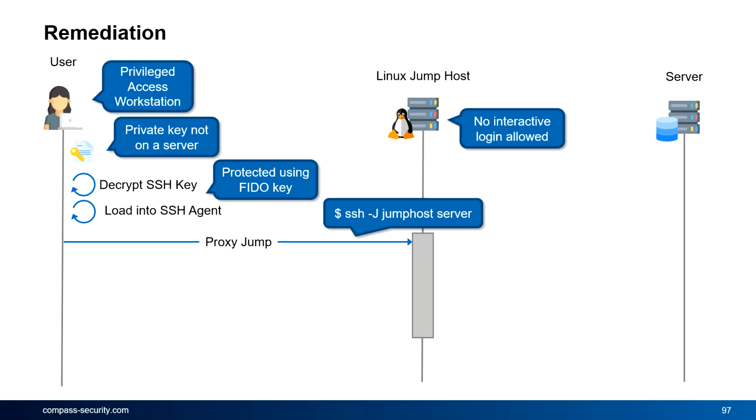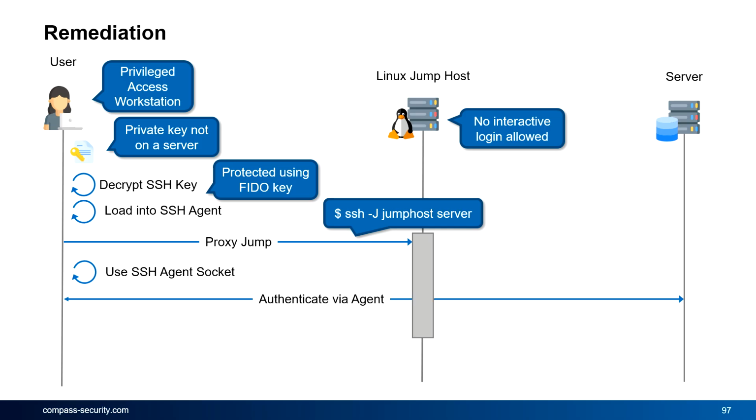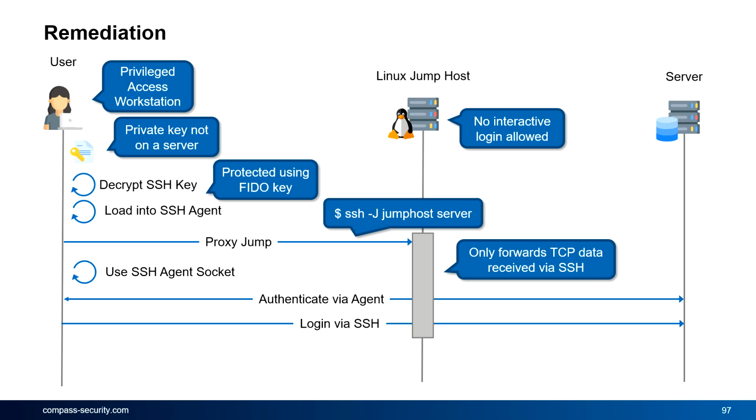Then via this proxy host, she can now use the SSH agent socket on her client to authenticate to the server in the end. And this will basically tunnel the traffic first to the Linux jump host and from there to the server. And in the end, she authenticates twice, first on the jump host, then on the server. Yes, and on the Linux host, it does basically only forward TCP data received via SSH.